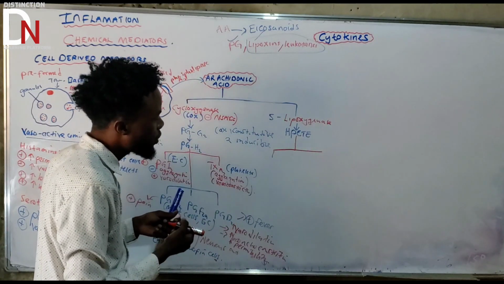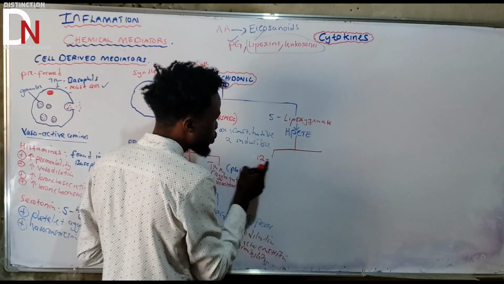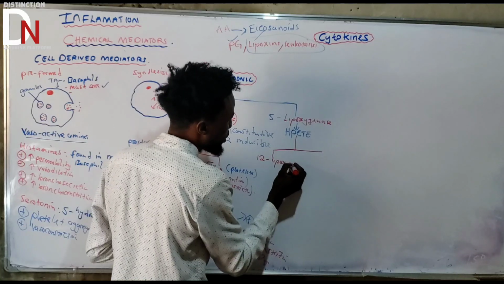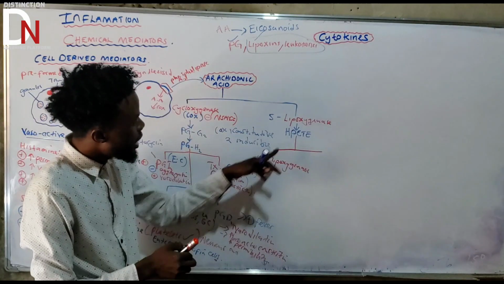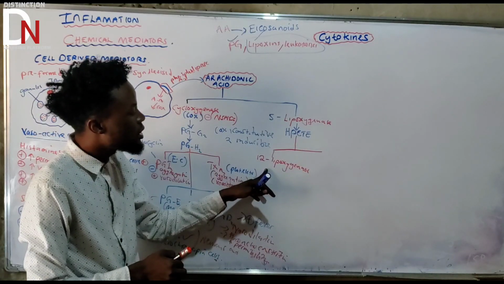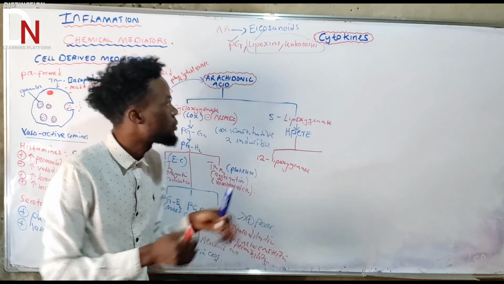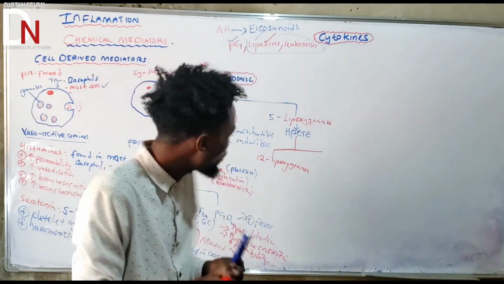So let's start with a simpler one. If it is acted on by what? Another lipoxygenase, which we call 12-lipoxygenase. You don't need to master this, it's just to know them, because they are very, very simple. If you look at HPETE, if it is acted on by 12-lipoxygenase, then it's going to produce lipoxins.